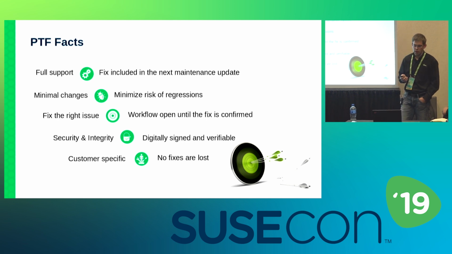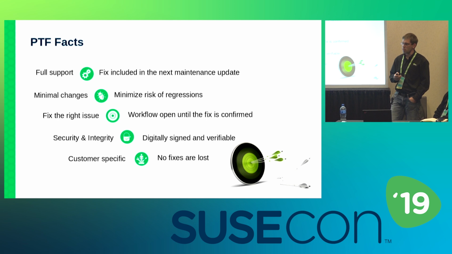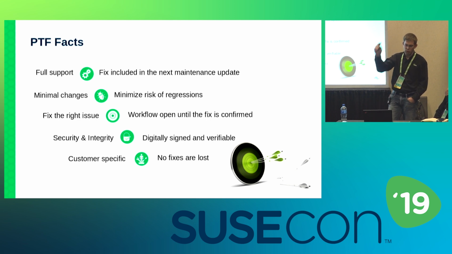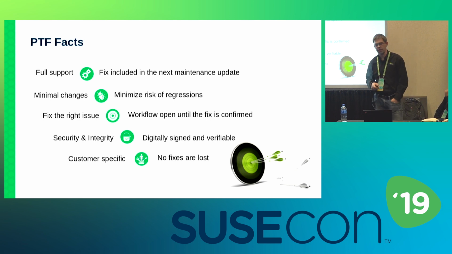Speaking of regressions, we do our best to only include minimal changes in the PTFs, meaning really cherry-picking the smallest possible fixes, because the bigger the change, the higher the risk of regressions. So sometimes, technically, it would be easier to just put all the fixes in, or take some upstream version and say there's probably the fix, but that would be a high risk of regression, so that's not happening. Really, there are minimal changes, always minimal changes, although sometimes this is challenging.